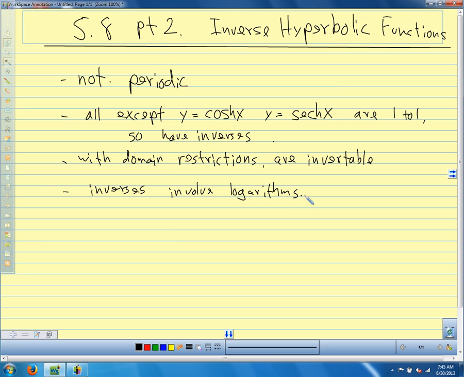So I want to give you a list of the inverse hyperbolic functions, the definitions, and I will show you. We'll go through an example of how you find the inverse of one particular hyperbolic function. I'm not going to go through all of them because it can get a little tedious. But there is a nice trick that we use in the example that's good to remember.